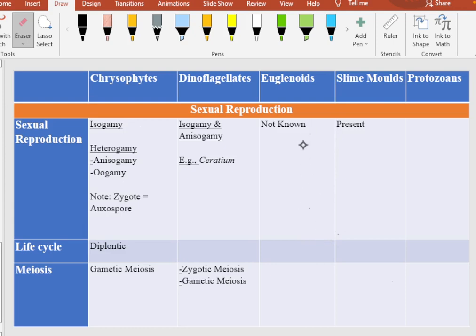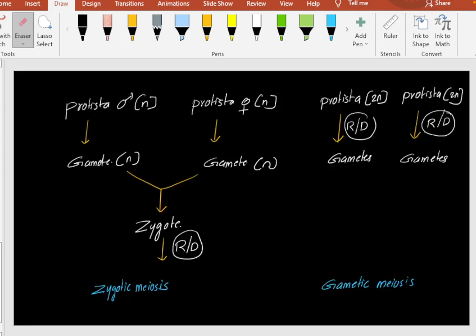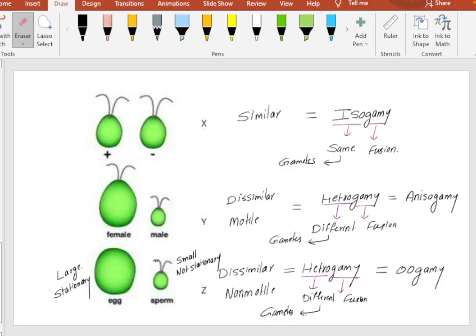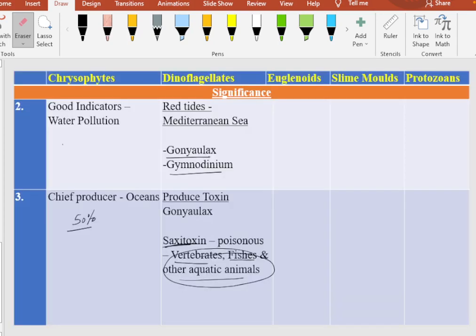Any doubts in sexual reproduction, asexual? If this is completed, now we will go to the last concept, economic importance.